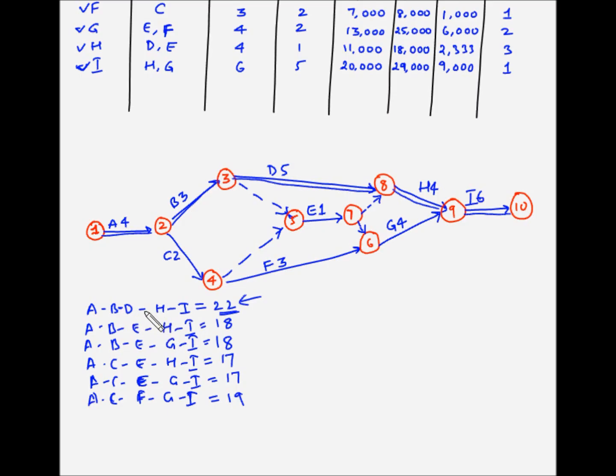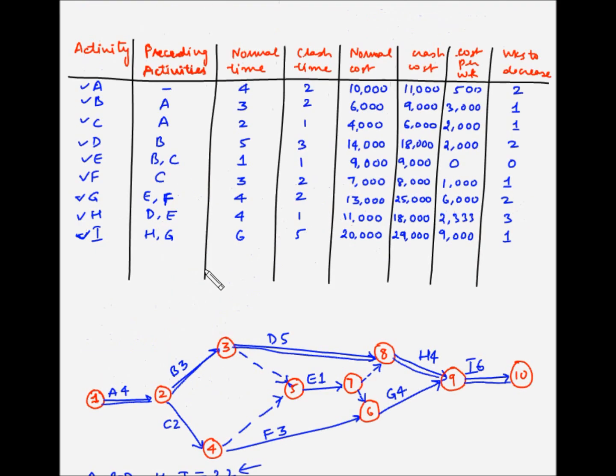Now once we have identified that, we need to identify out of these critical activities which activity has the least cost of shortening it. So let's look at the cost per week for crashing the critical activities. So the critical activities are A, B, D, H, and I. So out of these costs, the cheapest is activity A, which is $500.